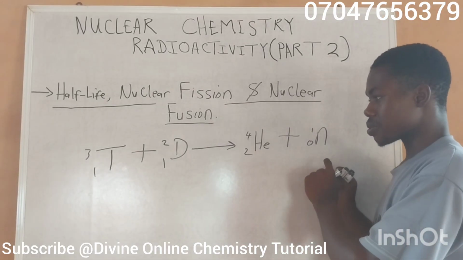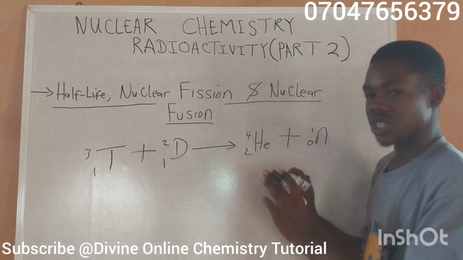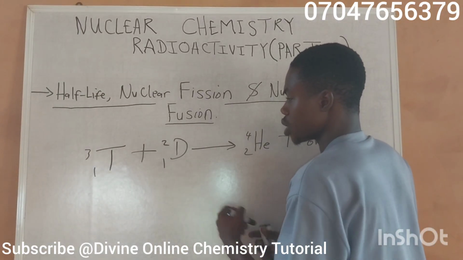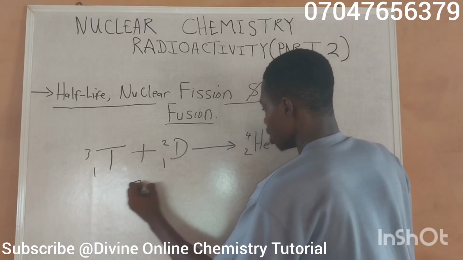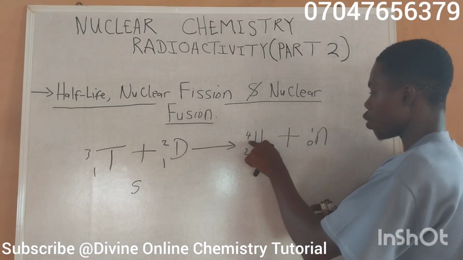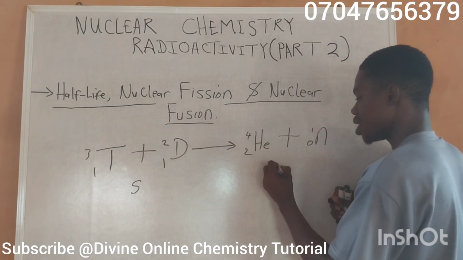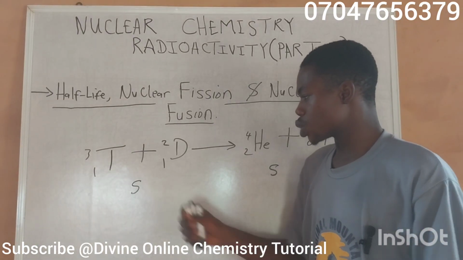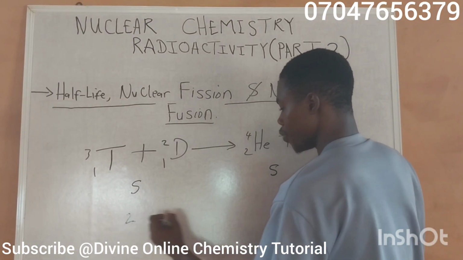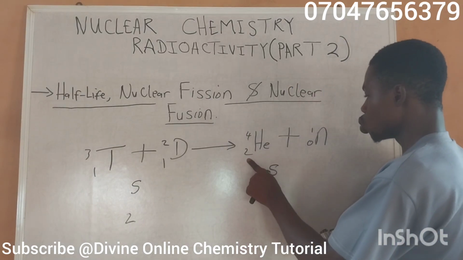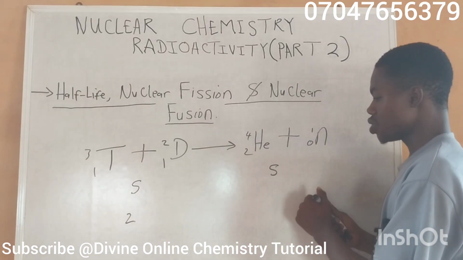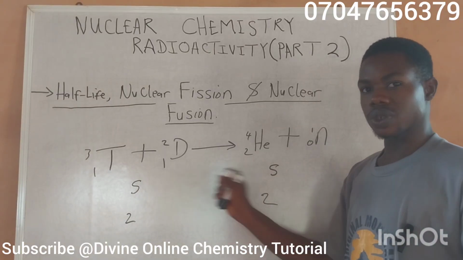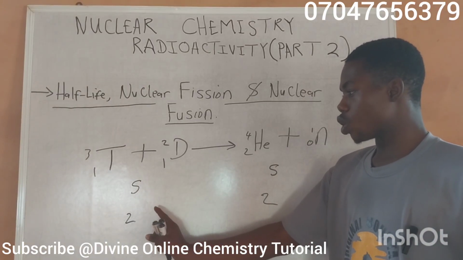Now, after bringing out this, you also check if they are balanced. Now, for the mass number, 3 plus 2 is 5. Then for this side, we have 4, and 4 plus this one is 5. So the mass number is complete. Now what about the atomic number? 1 plus 1 is 2. It's 2 for the atomic number. Then this 2 plus 0 is the same as saying 2. So the mass number is balanced at both sides, same as the atomic number, balanced at both sides.